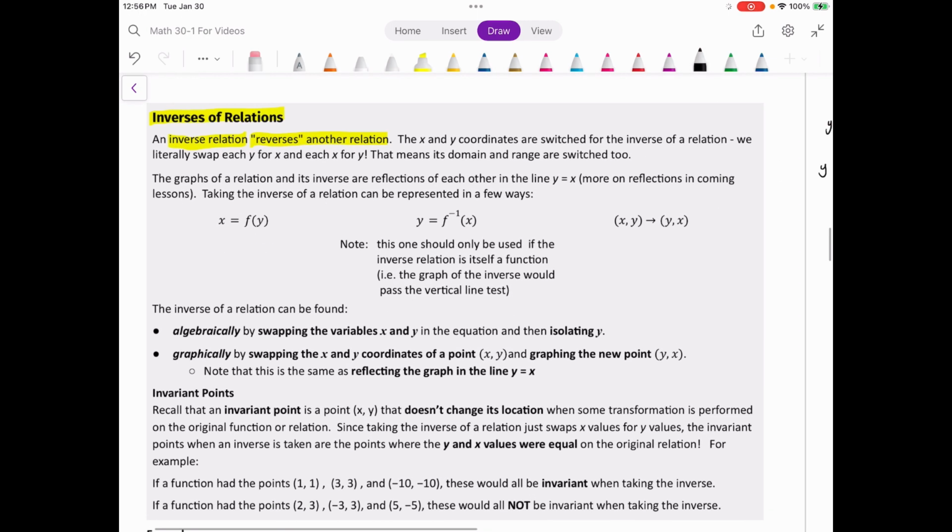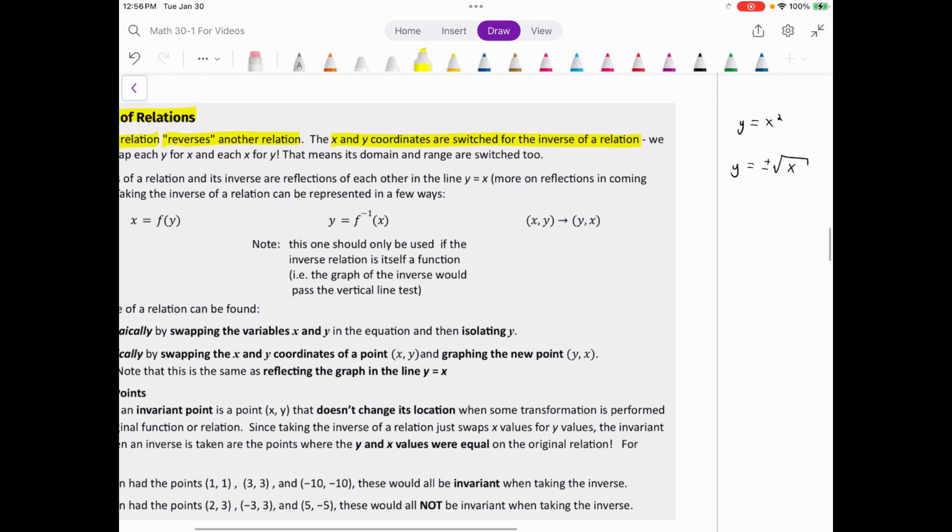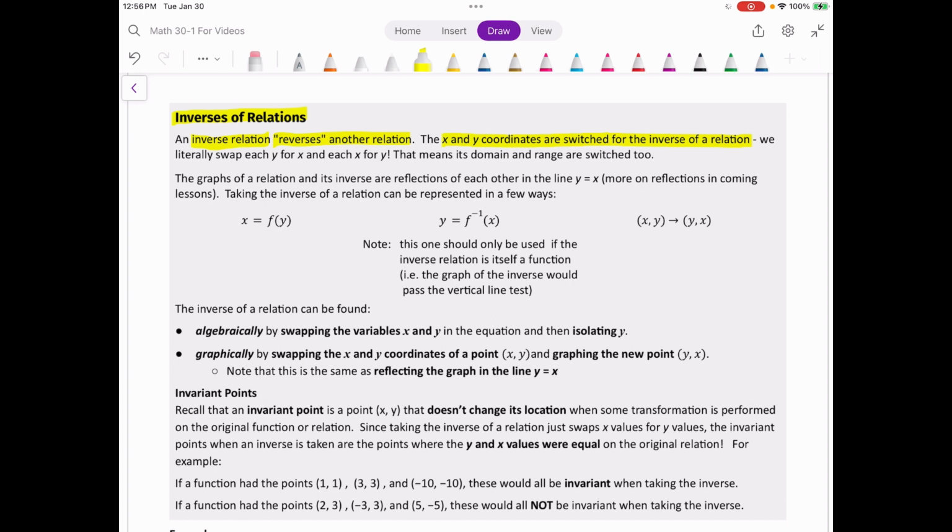So how do we get that? All we actually have to do to come up with the inverse of a relation is swap x and y. So the x and y coordinates are just switched for the inverse of a relation. That actually makes a ton of sense when you think about it, because x and y, that's our input-output. Since the inverse of a relation reverses that relation, we want to take what used to be our input that gave us an output, and turn that output back into the original input we had. So our new output should be the original input, right? See what I'm saying? Our new y should kind of be our original x, and vice versa. Our new x should be our original y.